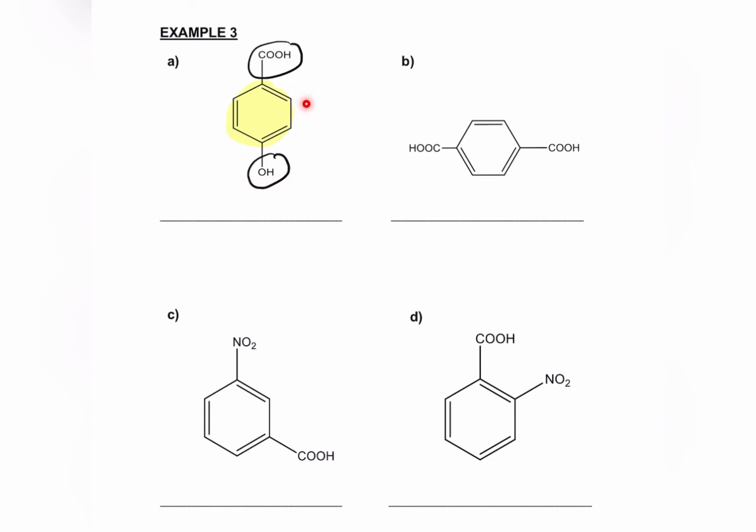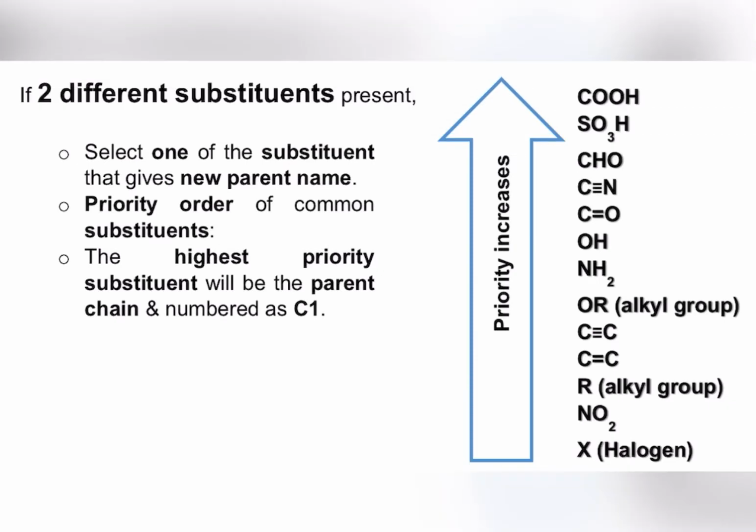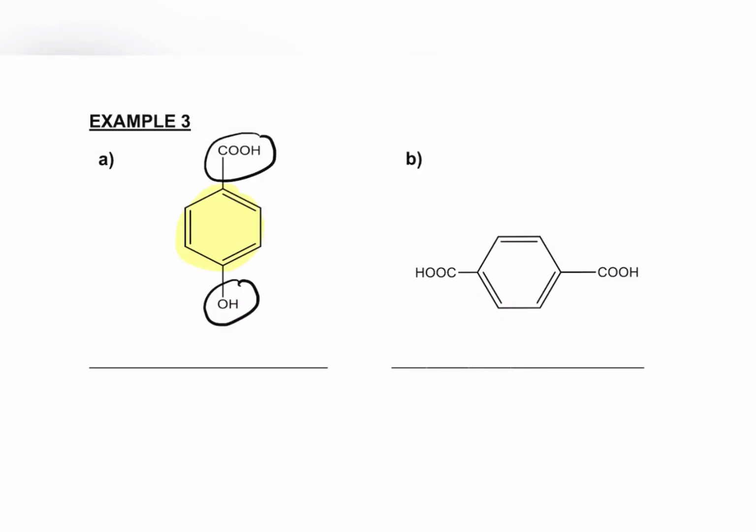So which one will be our priority? Let's go to the priority list between COOH and OH. If you see here, clearly I got my COOH and OH, and the position will be the top one for COOH. So this one is the most priority. So my naming can be benzoic acid, a different parent name apart from benzene. So this one will be benzoic acid. I'm going to write down my parent name.